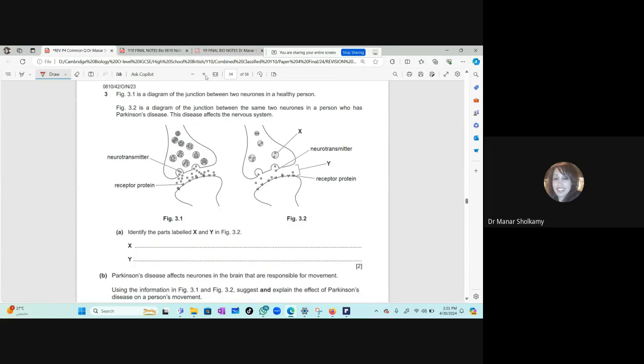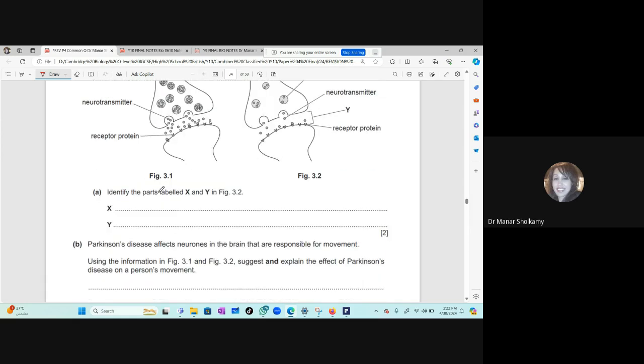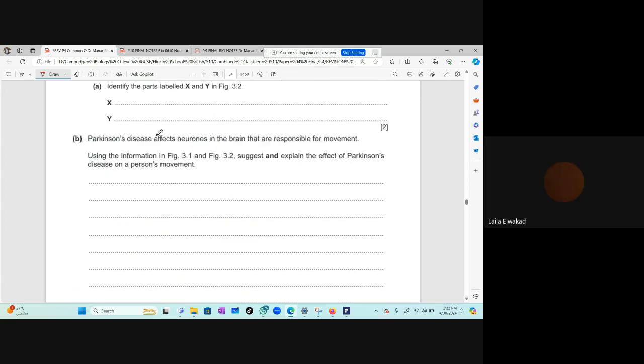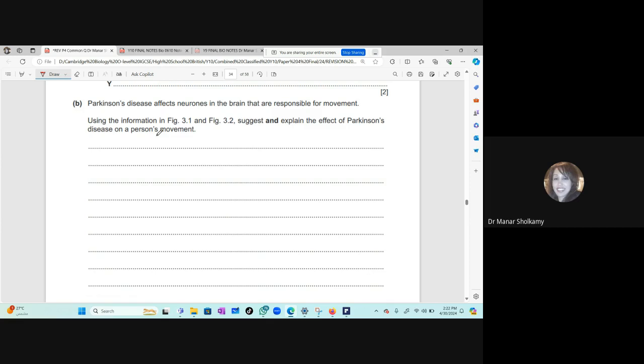Now this is so important. X, what is X? Synapse. What is X here? Vesicles. Yes. And what does it contain? Neurotransmitters. Very good. Okay. Now here they have also an indirect question. They're talking about a disease that you've never heard about called Parkinson's. It affects neurons in the brain that are responsible for movement. Using the information and the figure, suggest and explain the effect of this disease on a person's movement.